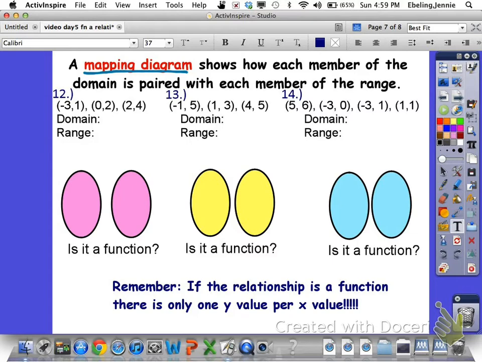My domain, and I can use a capital D to represent domain, would be the -3, the 0, and the 2.